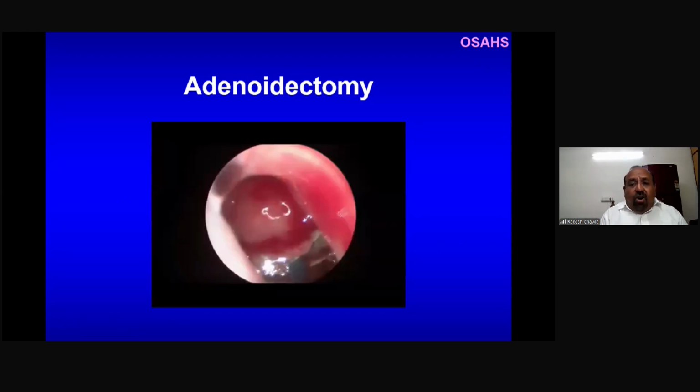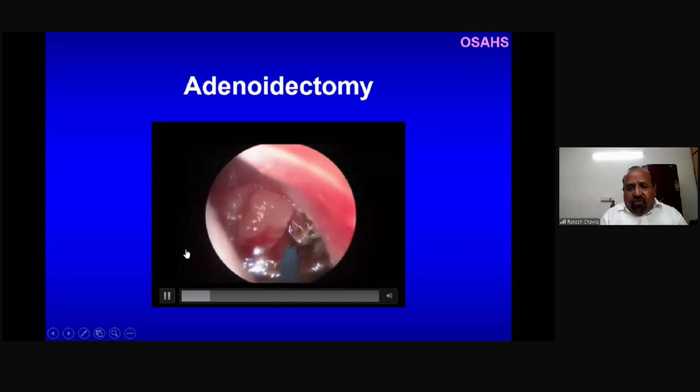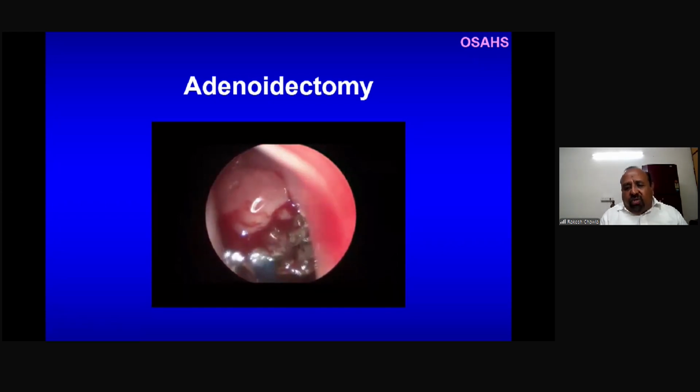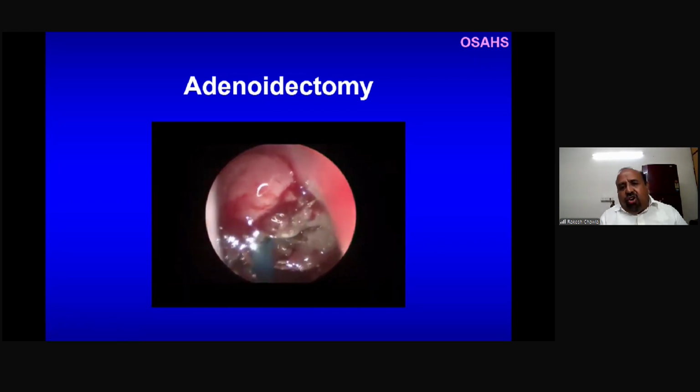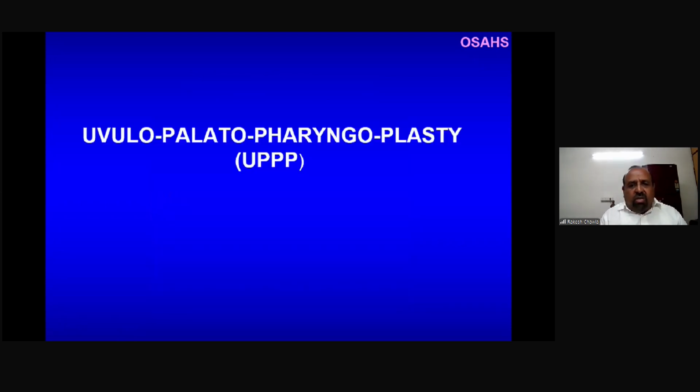Another is the adenoidectomy. Again, a very common procedure for children. In the posterior pharynx, you are going to remove this lymphoid tissue. The adenoids are removed to remove the obstruction. Very common procedure.